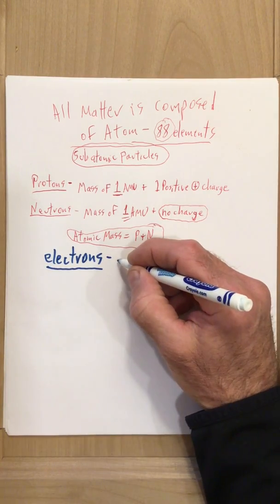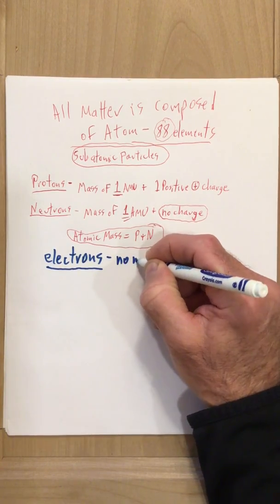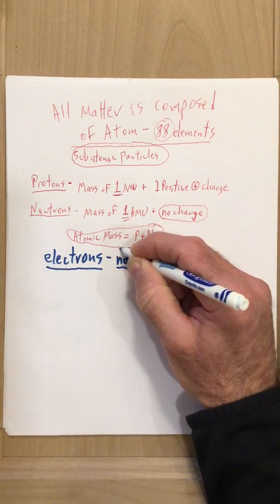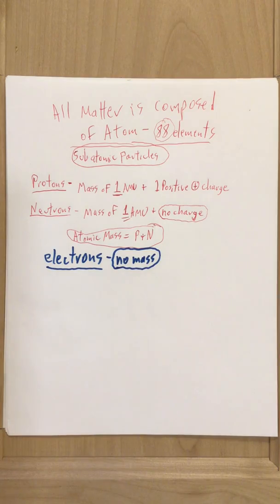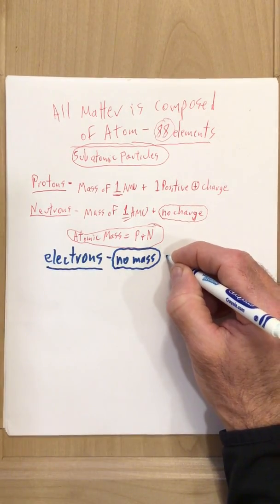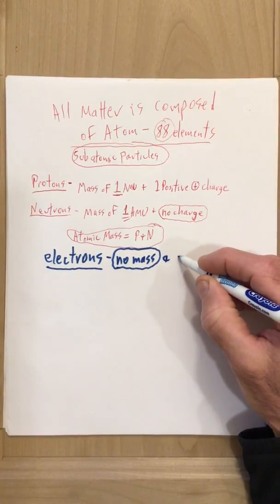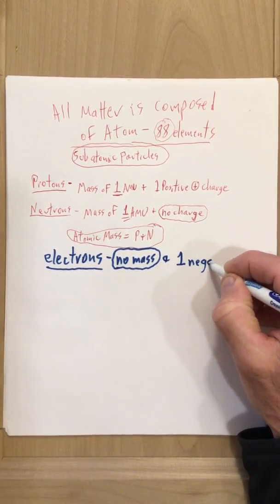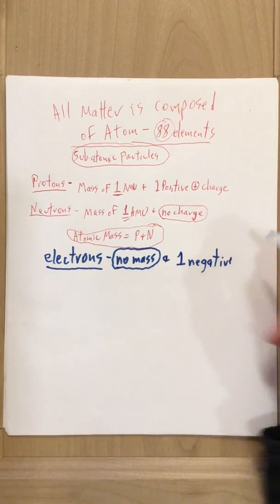So the electrons have no mass that we're going to worry about. The mass is so infinitesimally small that it is not even worth dealing with. All right? They have no mass worth worrying about, but they do have a full negative charge. One negative charge. All right?